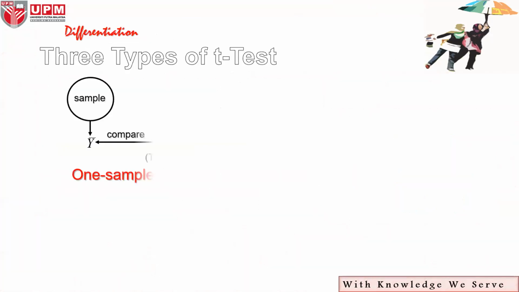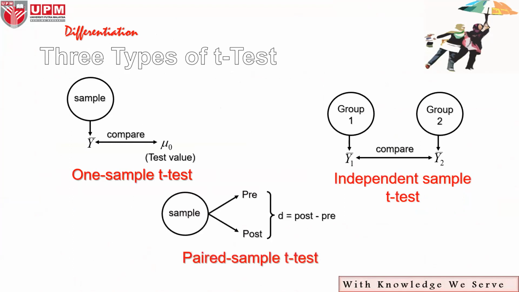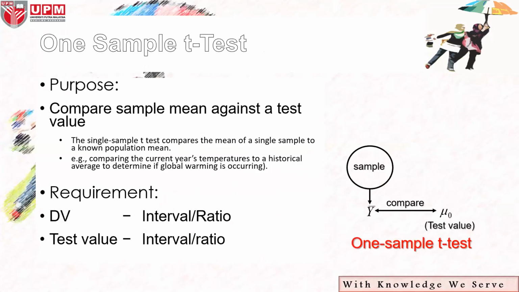Okay, so again, there are 3 types of t-test. First, one sample t-test. The purpose of using one sample t-test is we want to compare the mean against a test value. The single sample t-test compares the mean of a single sample to a known population mean. For example, we compare the current year's temperature to a historical average to determine if global warming is occurring.